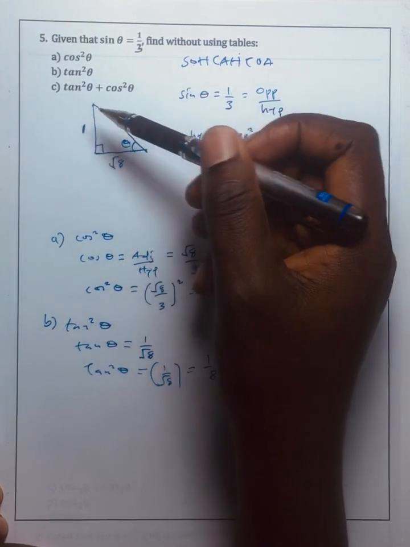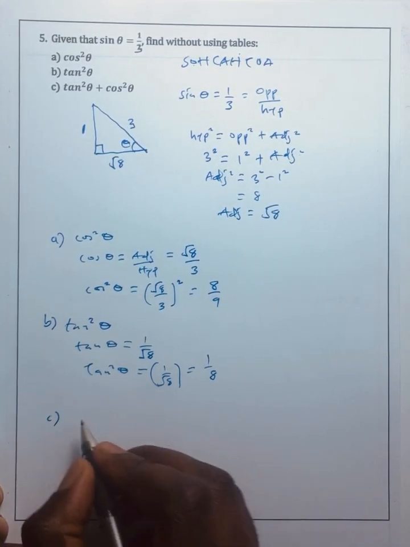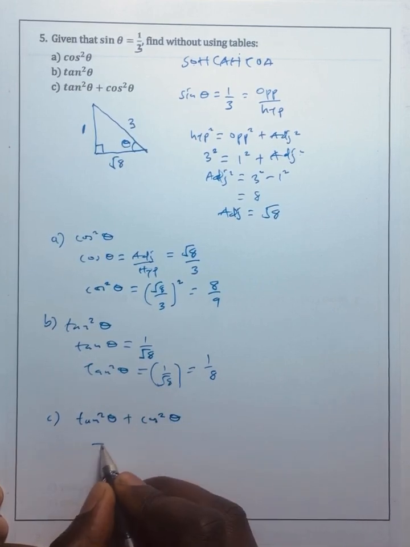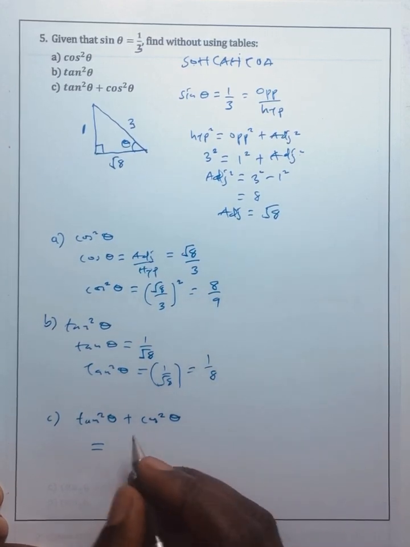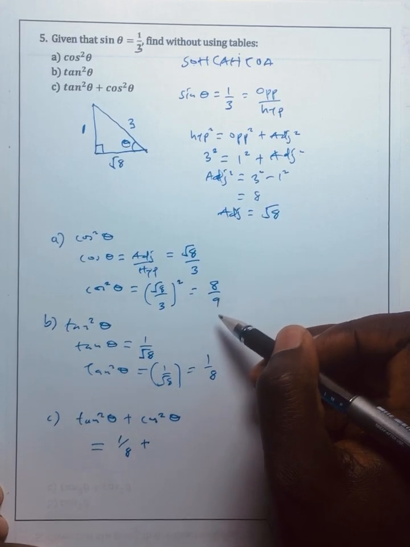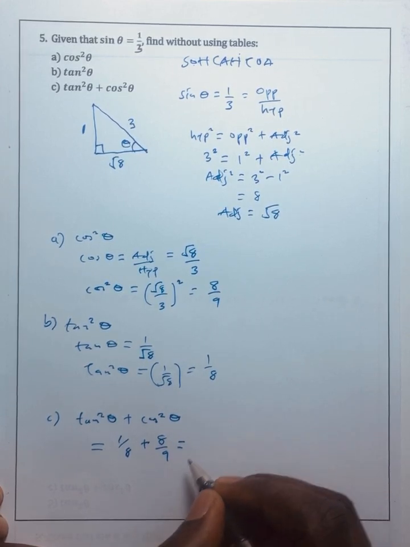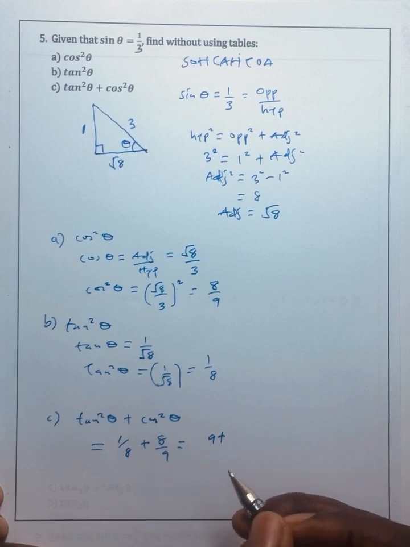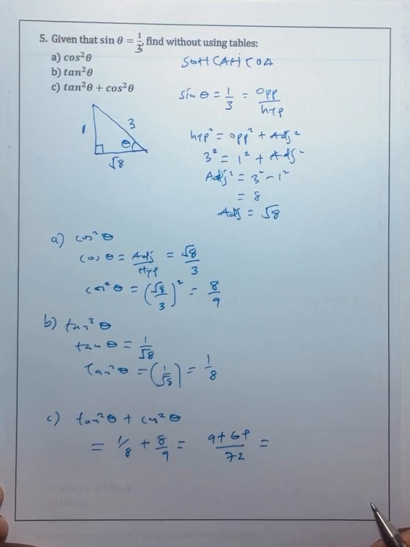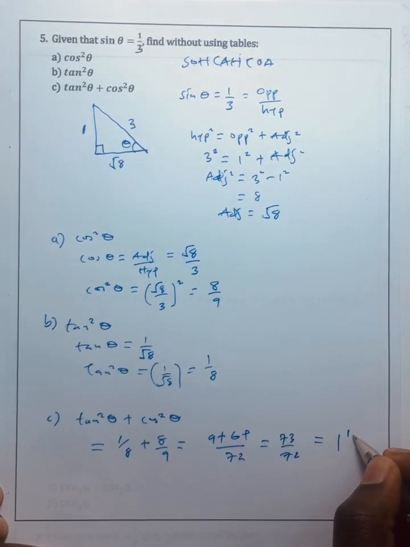Then finally we want the sum of the tan squared theta and the cos squared theta. So C, we want tan squared theta plus cos squared theta. So we just take tan squared theta, which is 1 over 8, plus cos squared theta, which is 8 over 9. So that will be 9 plus 64 over 72, which will be 73 over 72, which you can simplify to be 1 and 1 over 72.